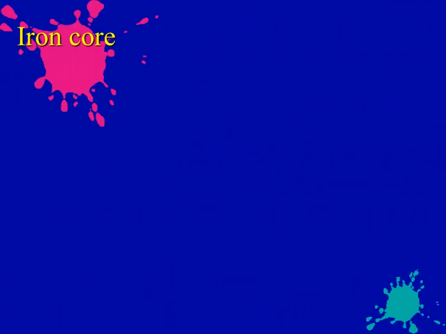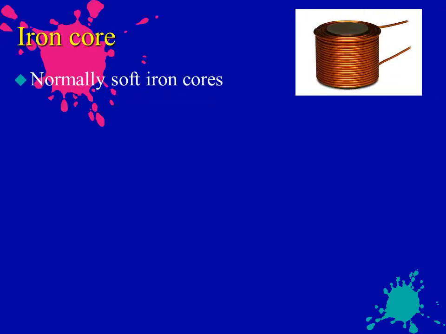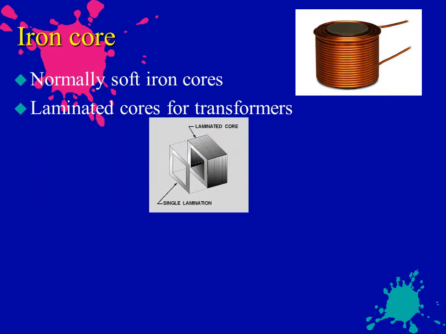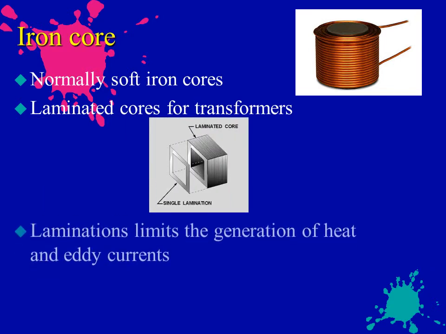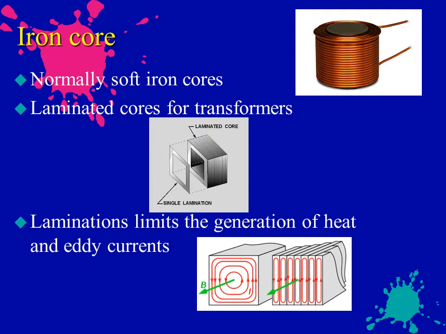Different iron cores. Normally soft iron cores of the type shown in this photo. Then we also have laminated cores for transformers, as shown in this next figure. Laminations limit the generation of heat and eddy currents in this core. As you can see on the right hand side of this diagram, it actually breaks up the eddy currents into smaller bits, therefore limiting their influence.